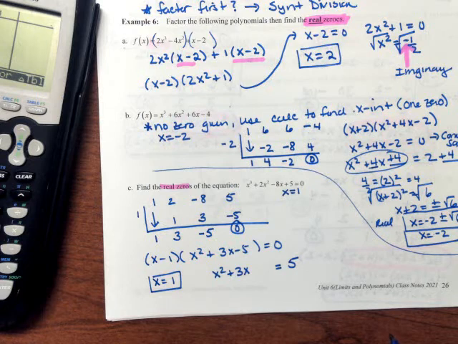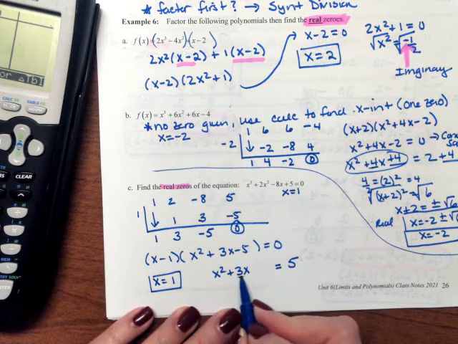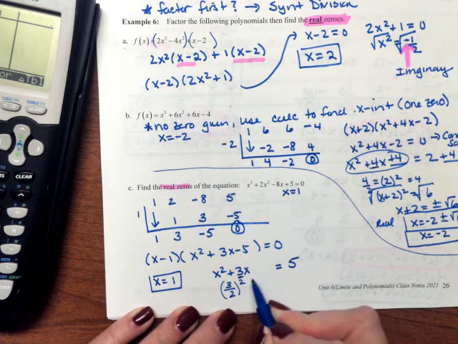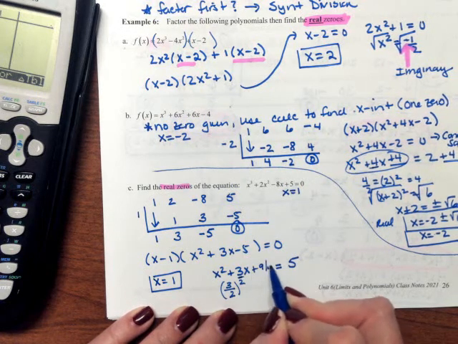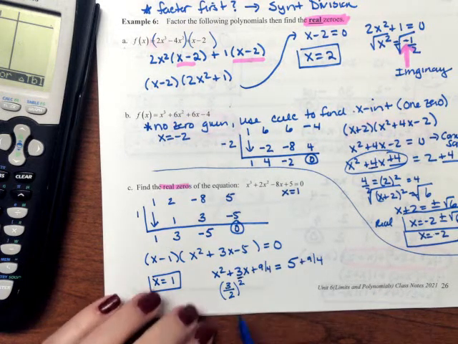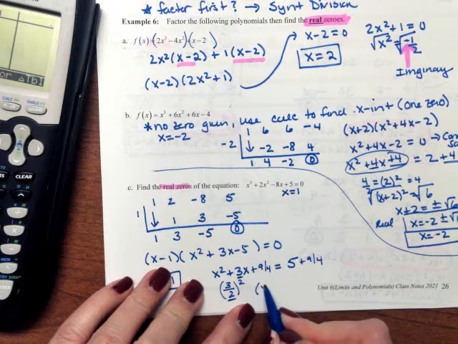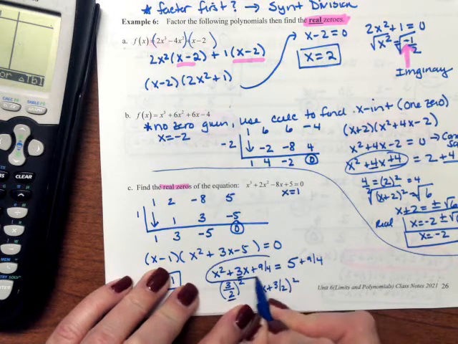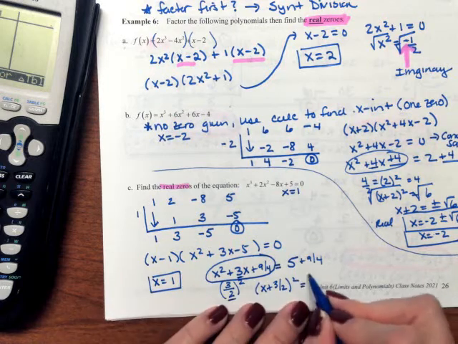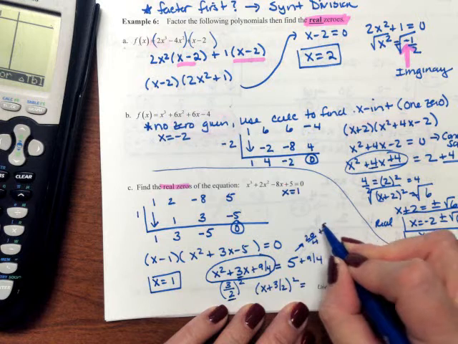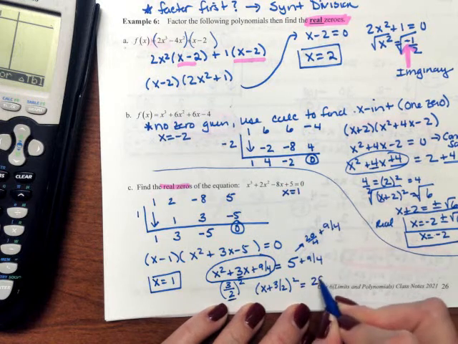So I add 5 to both sides. So to complete the square, remember I take the number in front of x, I divide it by 2, and I square it. So I'm going to have to add 9/4 to the left, 9/4 to the right. Remember, whatever number I square, when I factor this, that's what goes inside the parentheses. Remember, you want to factor that. 5 plus 9/4, remember 5 is the same as 20 over 4. So that's going to give me 29 over 4.